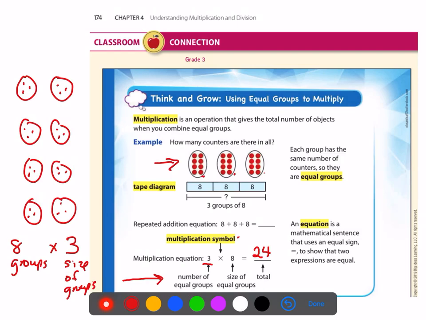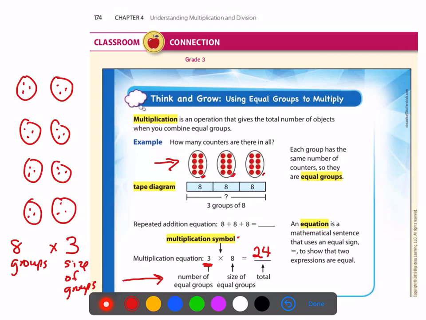Now, in multiplication, we can switch the order. It's called the commutative property of multiplication. And 3 times 8 and 8 times 3 give us the same answer. So we don't have to be concerned about order, but from our teacher perspective, we want to make sure that we're representing the first number as the total number of groups. So if I ask you to draw 3 times 8, I'm looking for a picture with 3 bubbles, 8 dots, or something similar.